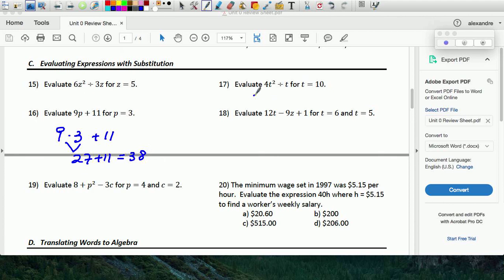17, 4, and t in this case is 10, so it's 4 times 10 to the second power divided by 10. Take care of the exponents first. 10 to the second power is 100. I'm going to divide that by 10. 4 times 100 is 400. And if we divide that by 10 equals 40.